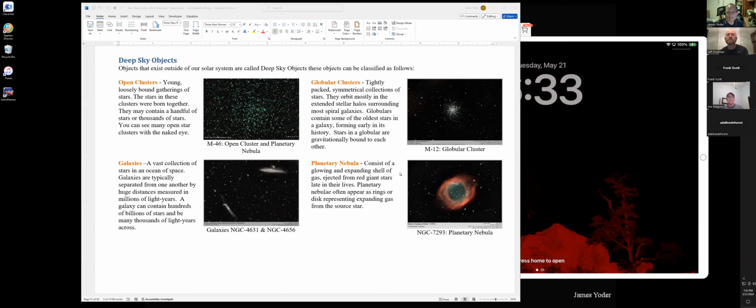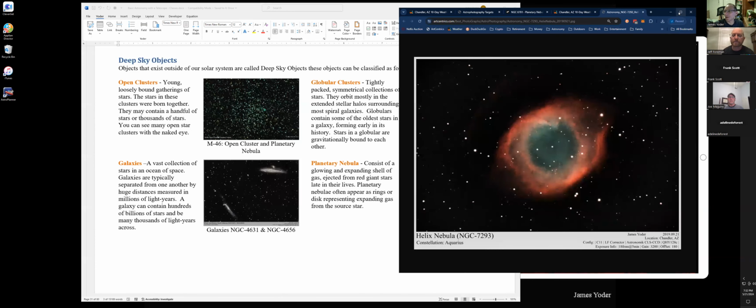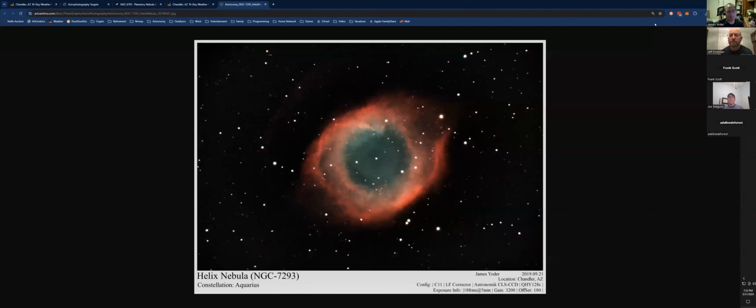A planetary nebula consists of a glowing, expanding shell of gas ejected from red giant stars late in their life. So our sun will eventually lose its outer atmosphere and become a white dwarf, and that's an example of this. Let me click on this so we can take a closer look at the picture. Sometimes when you're looking at planetary nebulas, you'll actually be able to see the white dwarf that the nebula originates from. It's going to be at the center of the object. You see it a lot when you're doing imaging, not so much when you're viewing it.